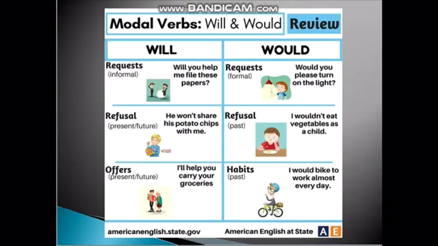Would is the past tense form of will. Because it's a past tense, it is used to talk about the past. For example, I wouldn't eat vegetables as a child. For politeness, for example, would you please turn on the light?